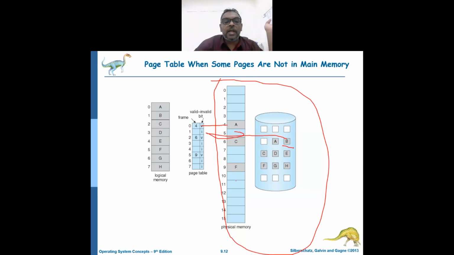So all of these are invalid. Why is it invalid? Because it's not inside the physical memory, but it's inside the virtual memory. It's not inside your hard disk. Yes, virtual memory too is your hard disk, tapi it's not being utilized just yet. Okay, it's there, but it's not inside your hard disk.